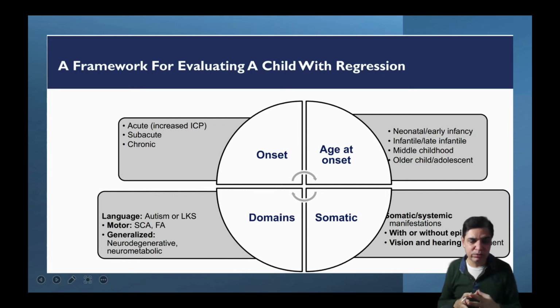Or they might be social domains, where they are reclusive, they are not interacting with their peers, or it could be a combination of all these things. And somatic means they can have epilepsy, they can have seizures, they can have organ enlargement, renal failure, hepatic failure, cardiomyopathy, and so on and so forth.